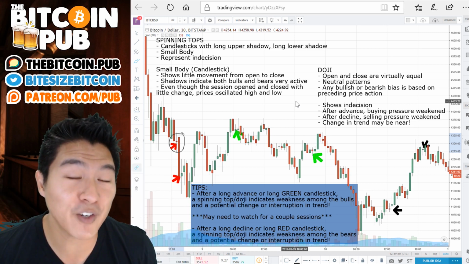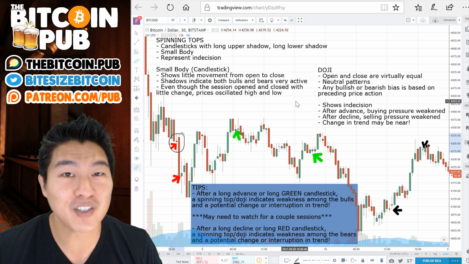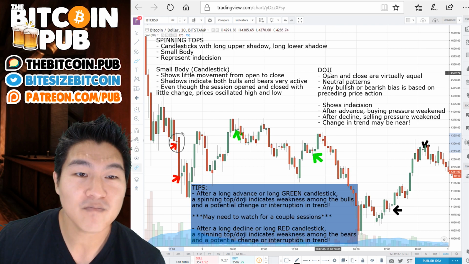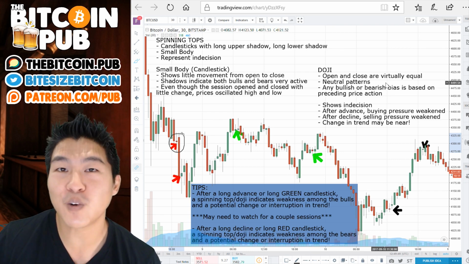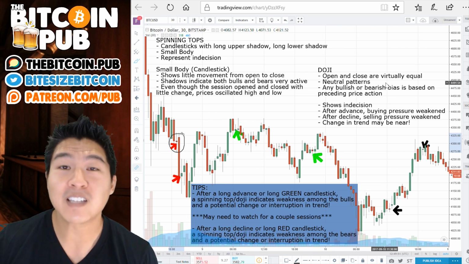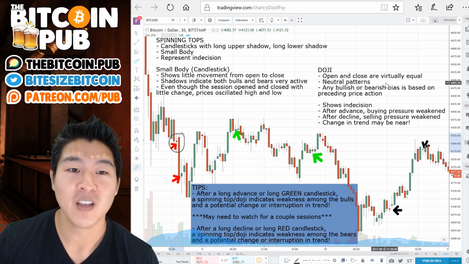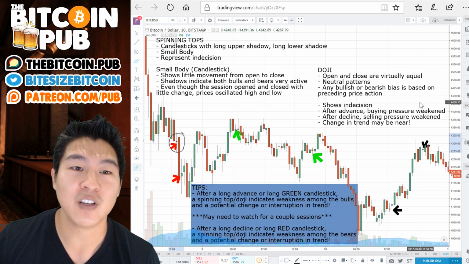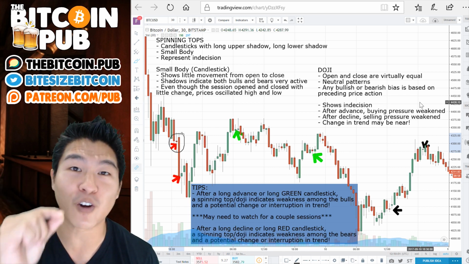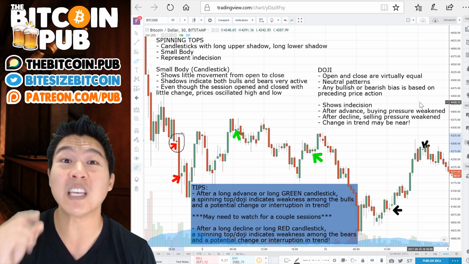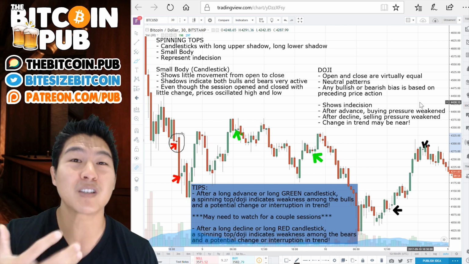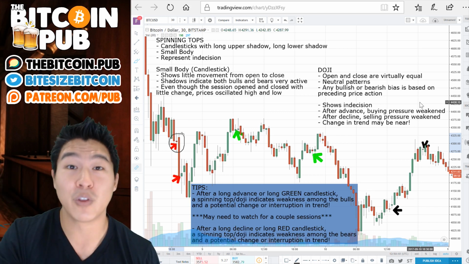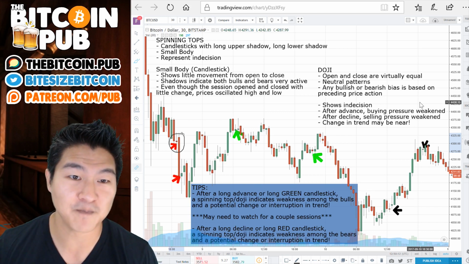Now, what makes a doji different? Not too much in the general sense. A doji is when the open and close are virtually equal. It's basically a neutral pattern, and any bullish or bearish bias is based on preceding price action. So a doji is even thinner than a spinning top. And what this shows is even more indecision, and you really just have to wait until the pattern continues in the way that it's going, whether it's uptrending or downtrending.